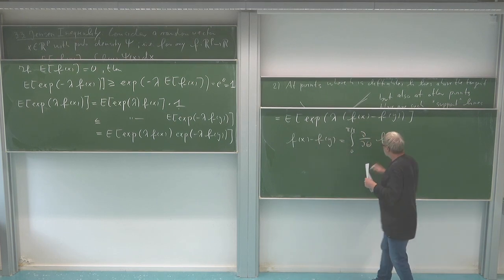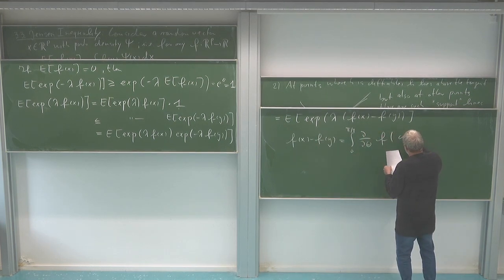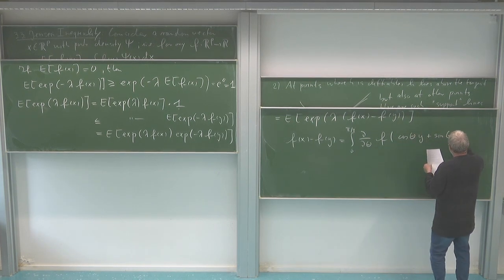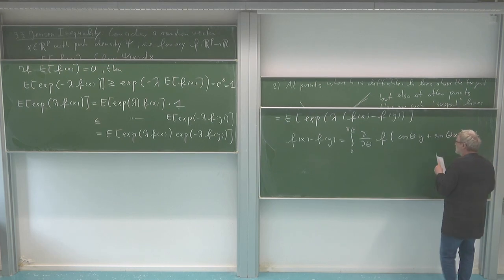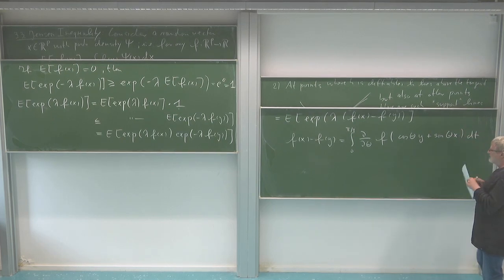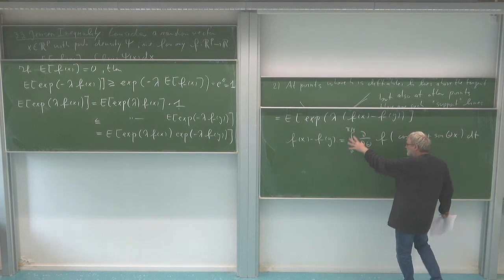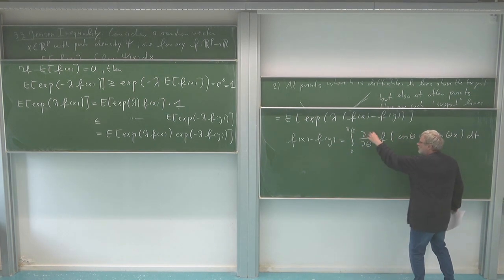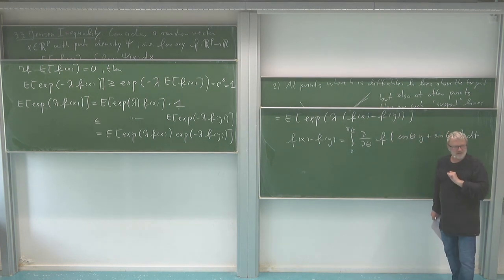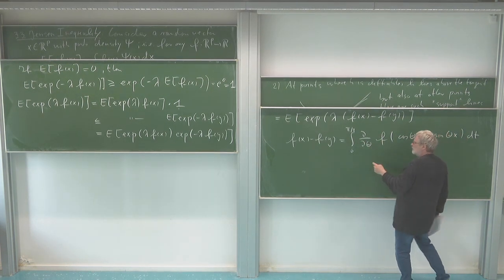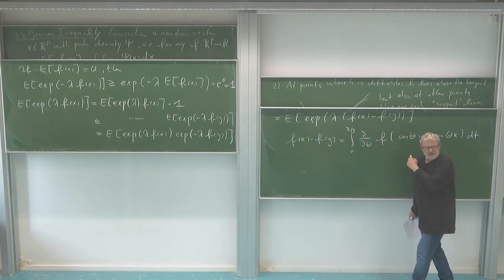from x to y. So I take here cosine theta of y plus sine theta of x, and I'm integrating over d theta. And you see, I'm taking here the integral over the derivative, so the Stammfunktion of this guy here is just this function. So this integral of this derivative is just this function evaluated at this point minus this function evaluated at this point.